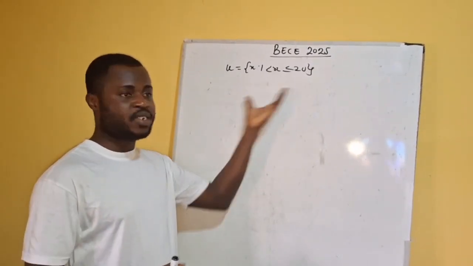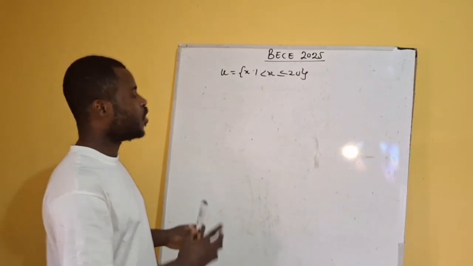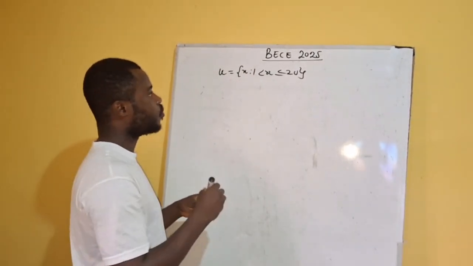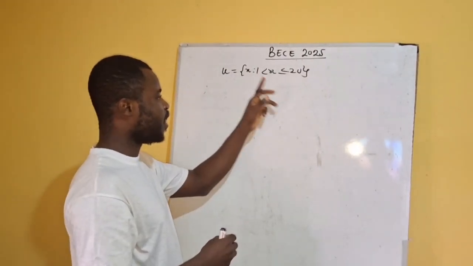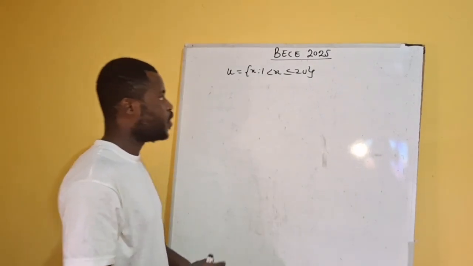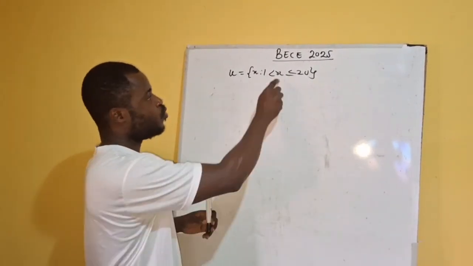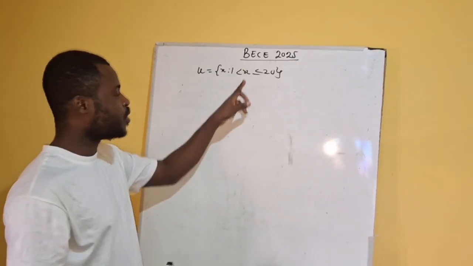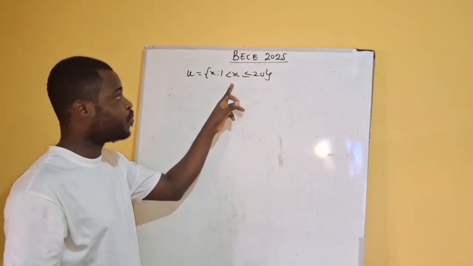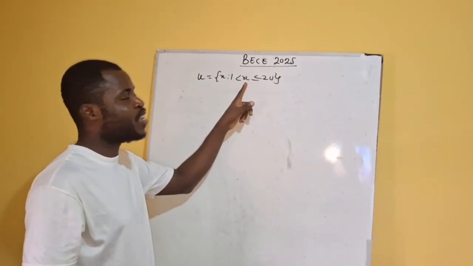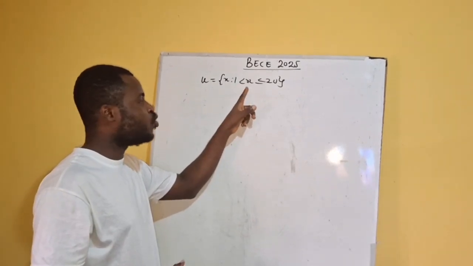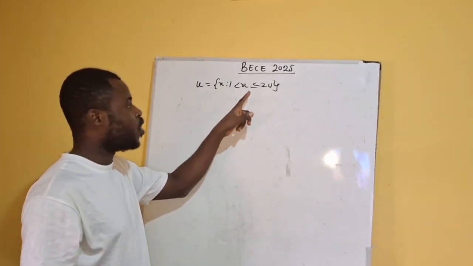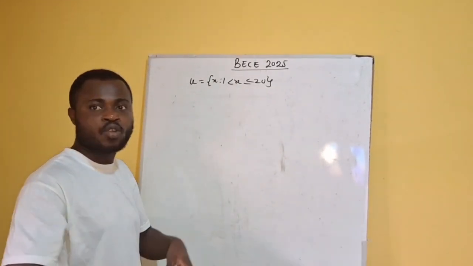Now how do we list this universal set? You can see that X is such that 1 is less than X and X is less than or equal to 20. This means the numbers you are going to list, which is the X, the unknown, the numbers missing here that they have replaced with X, should be greater than 1 and also less than or equal to 20.